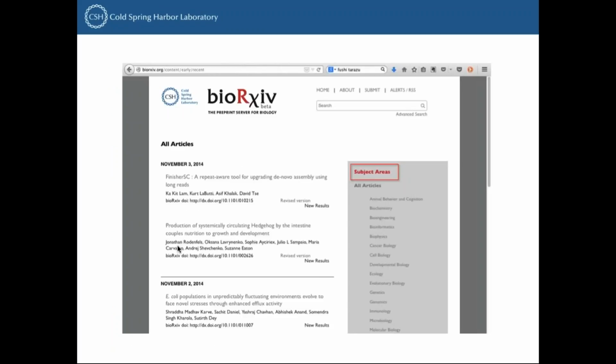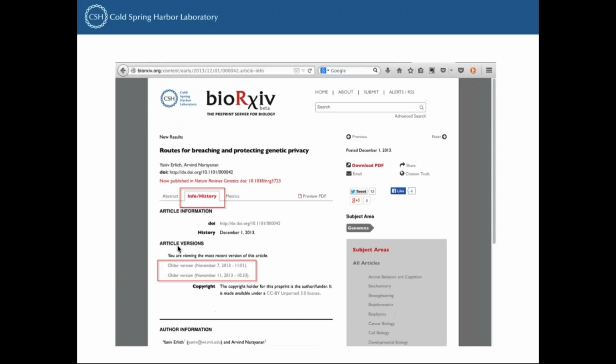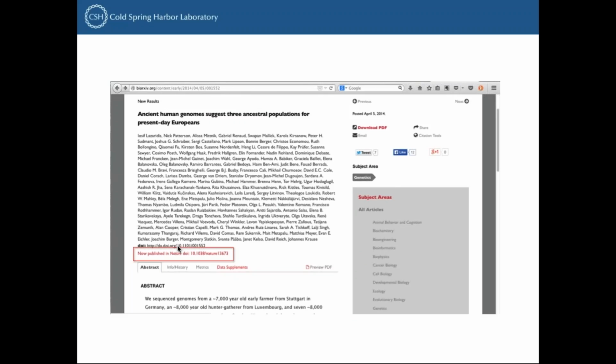This is just a few screenshots of the site, so you can see this is the listing of the papers, and the subject area is highlighted. If you look at an individual paper, you'll see the DOI and PDF download link. The history tab shows that earlier versions of papers, all versions, are retained as effective versioning, metrics, article usage, and all metrics provided by altmetrics.com.